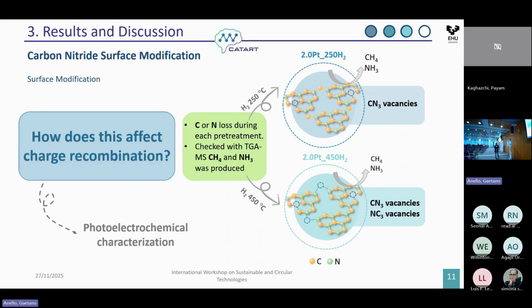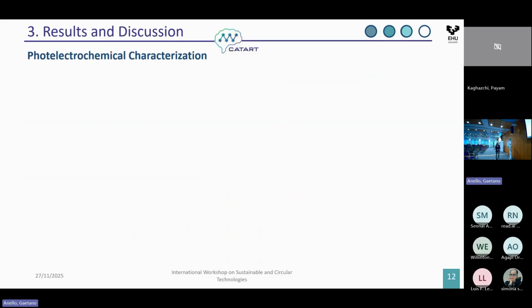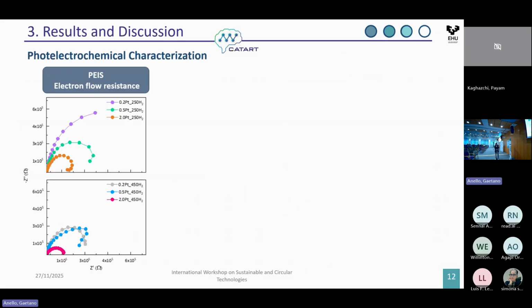So, okay, now that we know which type of vacancies we have and which type of metal we have in the material, we want to know how this is affecting the charge recombination of our catalyst. So for that, we will measure the photoelectrochemical characterization. In this case, we start with the photoelectrochemical impedance spectroscopy in order to know the electron flow resistance.